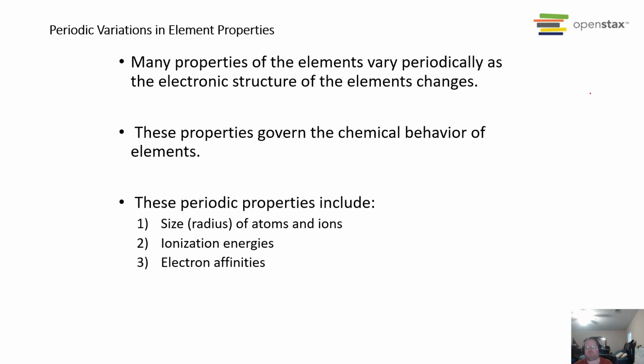So many properties of elements vary based on their place on the periodic table. These properties include size of atoms and ions, ionization energies, and electron affinities. We will cover all three of these starting with size.